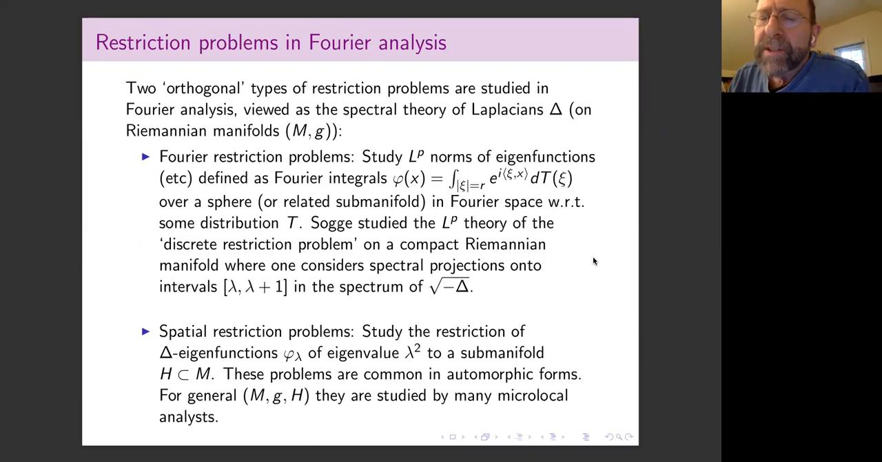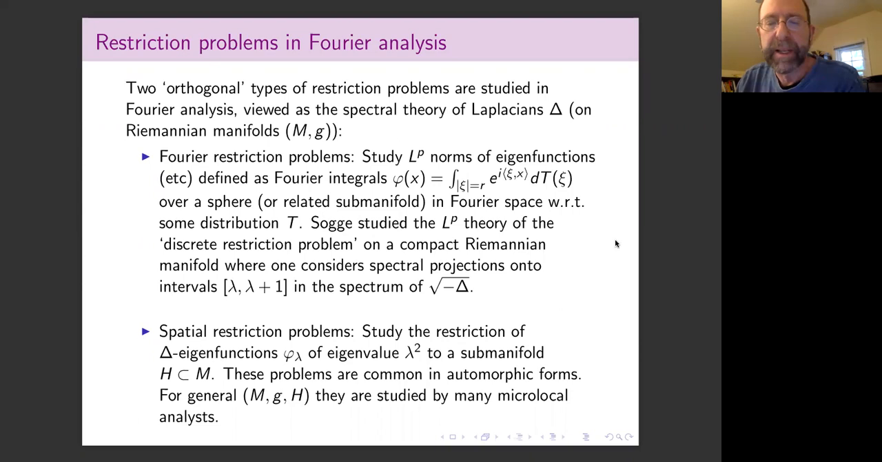Sogge, in his thesis back in 1985, studied or introduced the discrete version of the restriction problem. And it's very closely related to this talk. So the discrete version of the restriction problem is to work on a compact Riemannian manifold and replace this integral by just a sum over eigenfunctions with eigenvalues in a small interval. So we'll see what that means. Well, that's called the discrete restriction problem because instead of having this continuous spectrum e^{ixξ}, you have just discrete eigenfunctions.